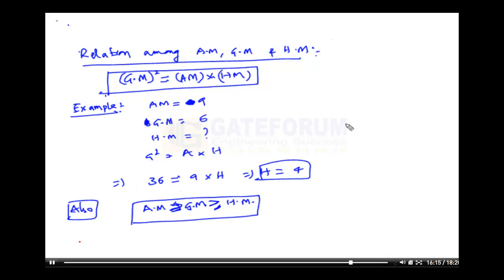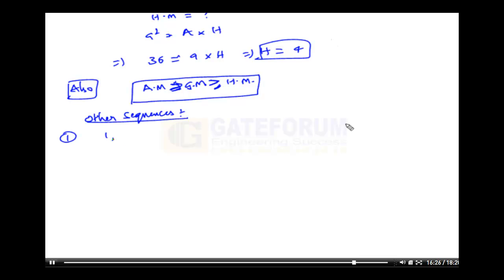Next, apart from this AM, GM and HM, we have other sequences. We'll see some examples of other sequences. Number 1, we'll take 1, 4, 9, 16, and so on. Observe the pattern: it is 1 square, 2 square, 3 square, 4 square, and so on. Therefore, it is a pattern of the perfect squares. Therefore, it does not belong to any of the 3 progressions we have discussed.